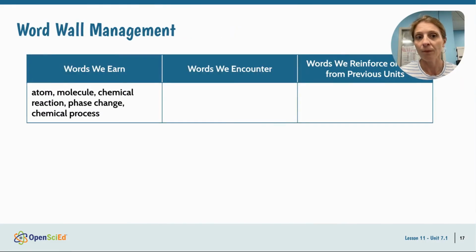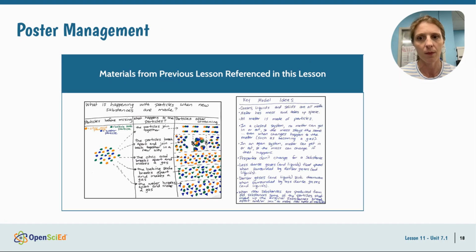Word wall management. There are lots of words the students are going to learn. Atom, molecule, chemical reaction, phase change, chemical process. Remember that we want our students to be defining these words and to add some sort of image. A lot of my images, and you may want to consider, come from the Dalton reading to help strengthen and solidify the understanding of these words.